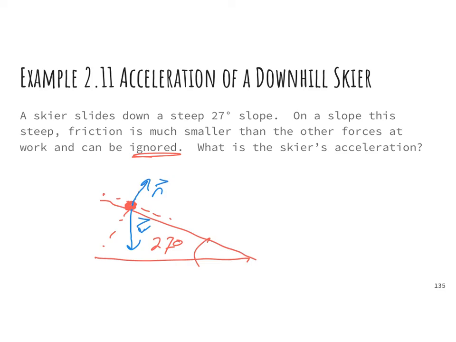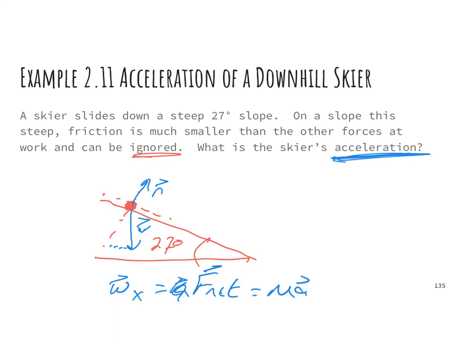Well, if the friction force is ignored, we know that the skier will accelerate down the hill. And what is causing that acceleration? Well, if I look, there is an unmatched component of the weight. The weight in the x direction is equal to the net force, which is equal to mass times the acceleration of the object.